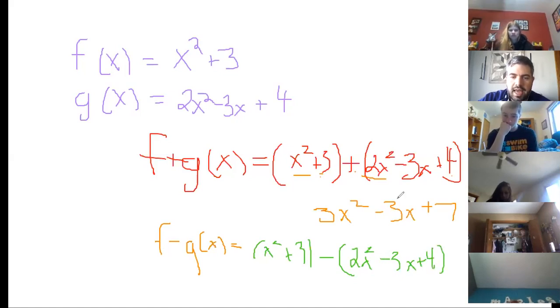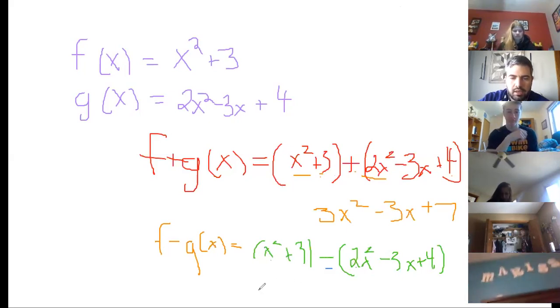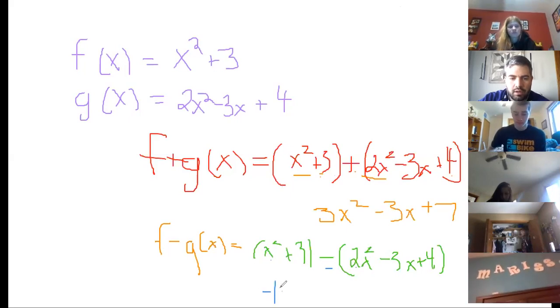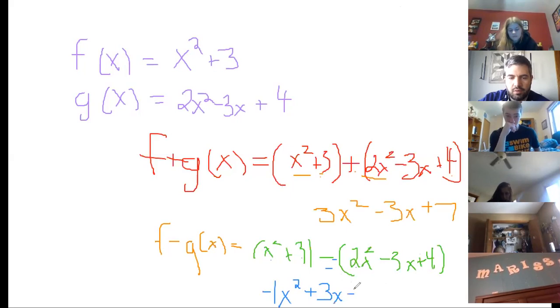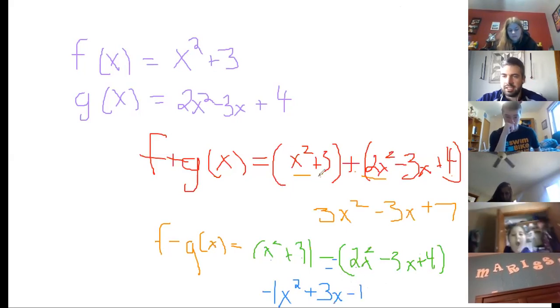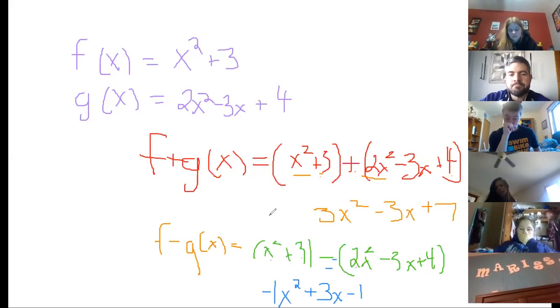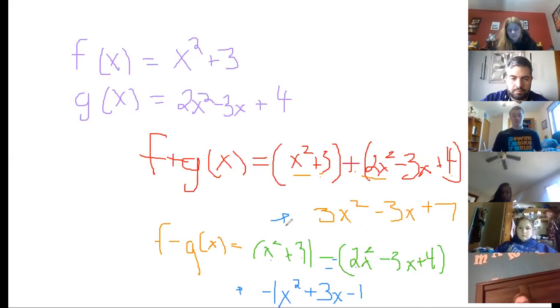Okay, so now what we're going to do is we're just going to subtract them, right? So we say x squared minus 2x squared would be, well, 1 minus 2 is negative 1x squared, right? And then nothing minus negative 3x. So think about it. Minus a negative is adding, so that would be plus 3x. And then 3 minus 4 is negative 1. So you'll notice, even though I'm using the same functions, f of x and g of x, I still get two different things when I add and subtract them, right? So those are different, all right?